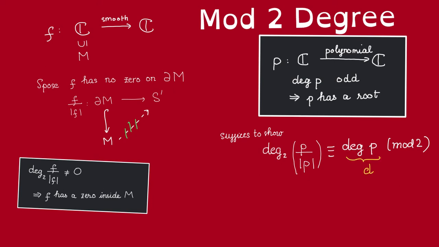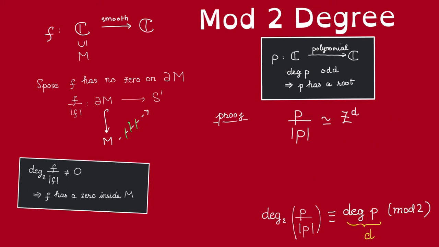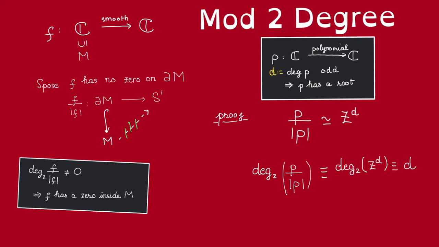Let's call the degree of P d. Then the idea of the proof would be as follows. We will construct a homotopy between these two maps, the power map z to the d and this quotient map. Now, because this degree mod 2 was defined in terms of intersection numbers mod 2, and intersection numbers mod 2 are homotopy invariant, from the fact that these are homotopic, we deduce that the degree mod 2 of this map is going to be equal to the degree mod 2 of this map, which is just going to be d mod 2.